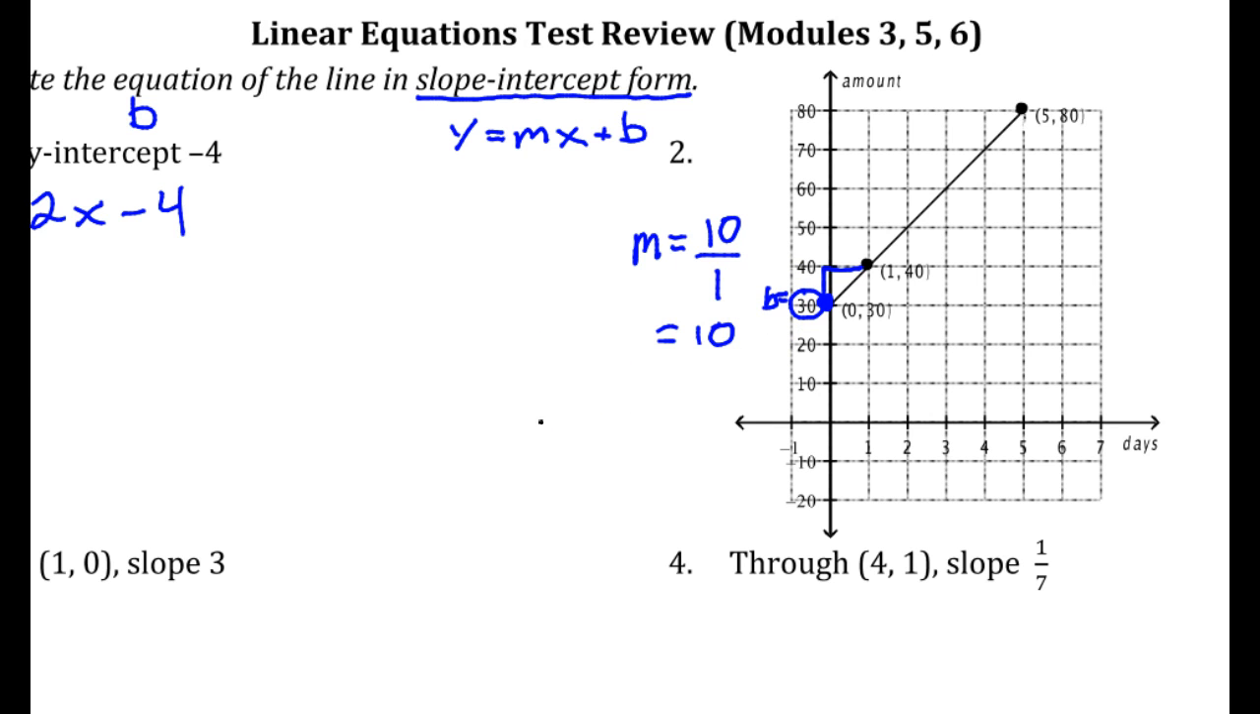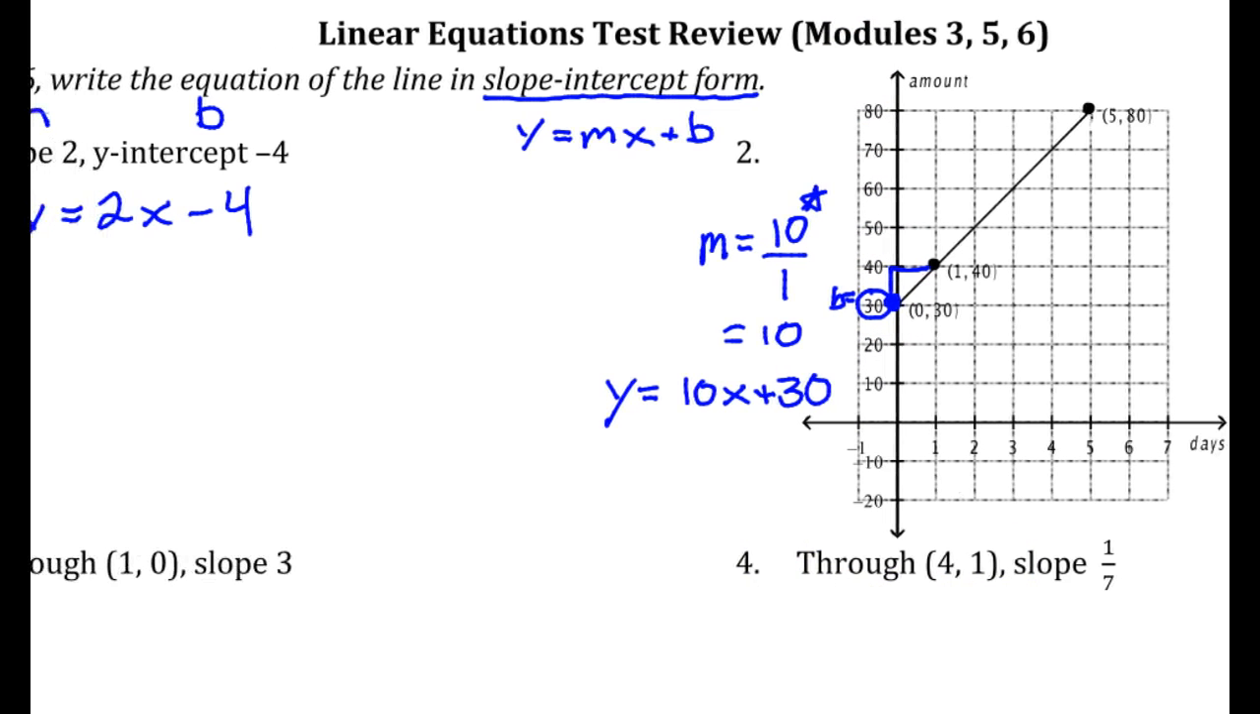So our equation, and that's 30. Right? And right here, the rise is 10. It's 1 square, but each square is 10. Whether it's $10 or 10 miles per hour or whatever, 10 miles.